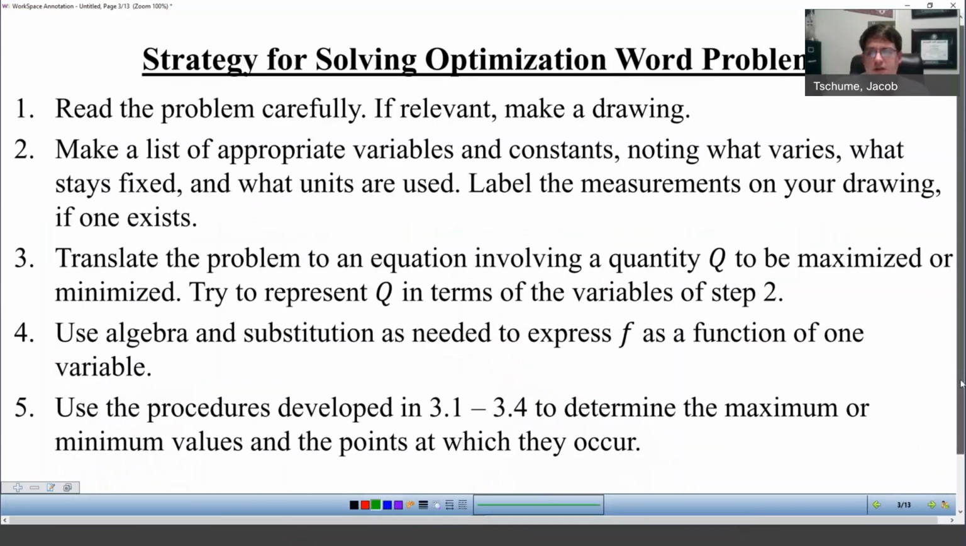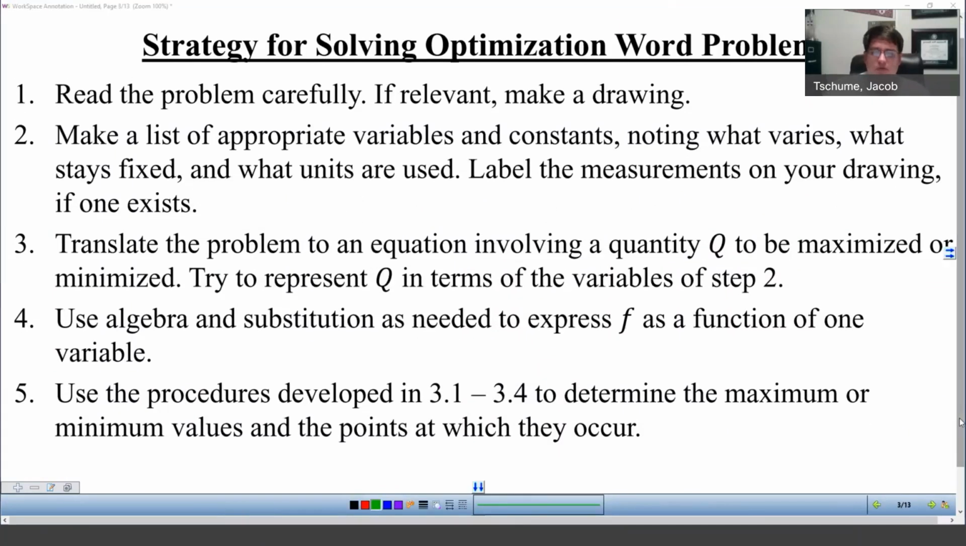So if you need to pause the video to write all this down, please do that. I'm going to run through this really quickly, but essentially this is kind of my own setup strategy of how I solve optimization word problems. Number one, obviously, read the problem carefully. If relevant, I will make a drawing to kind of relate everything. I'm going to make a list of the appropriate variables and constants, noting what varies, what stays fixed, what units are used. And then if I did a drawing, I'm going to label my measurements if one exists.